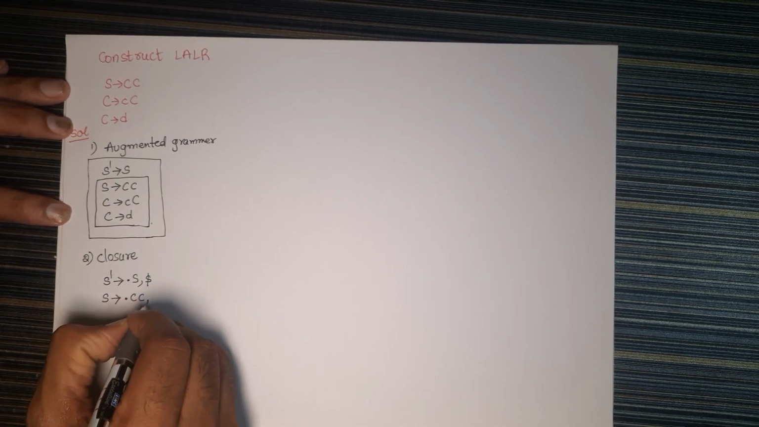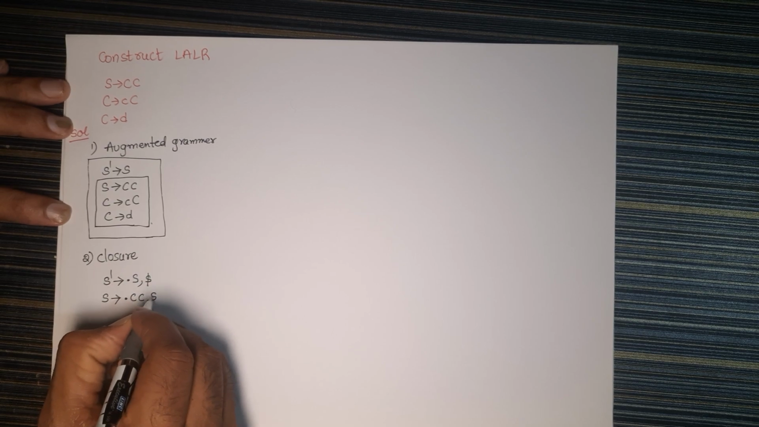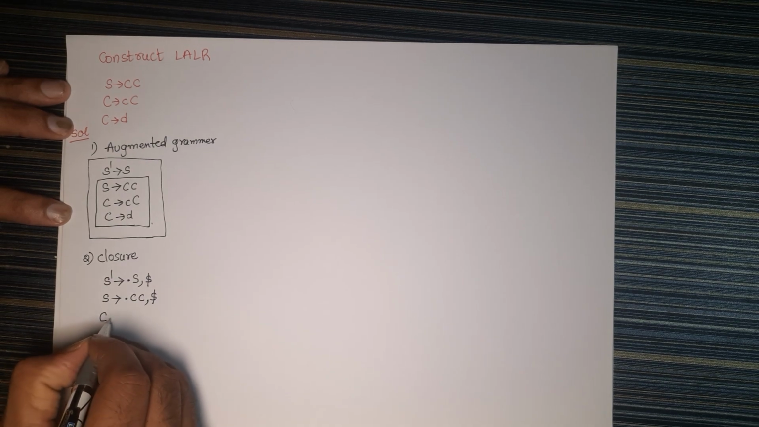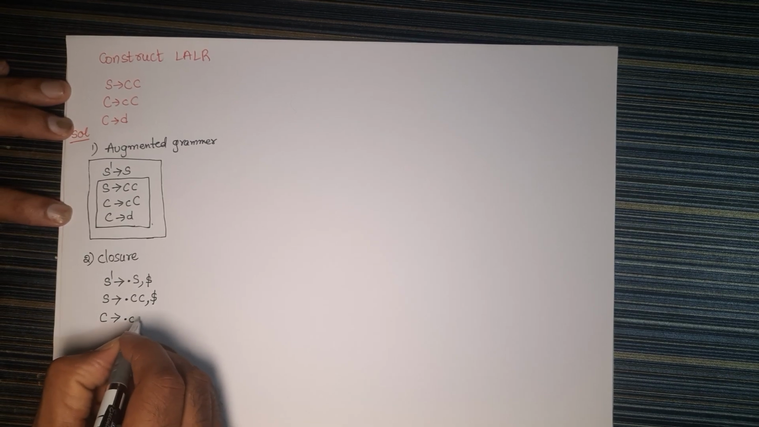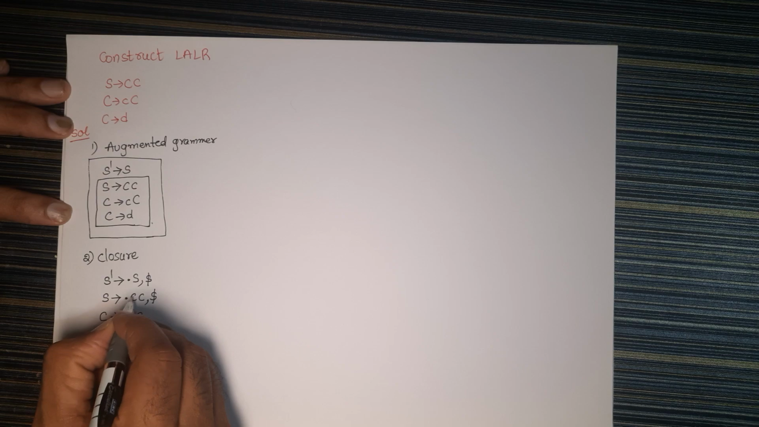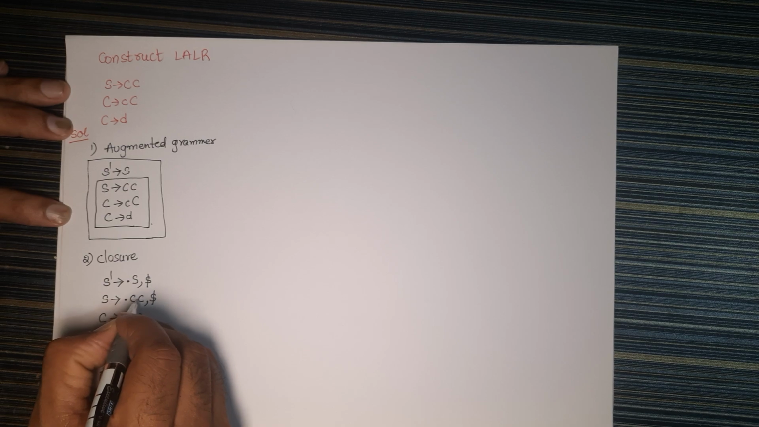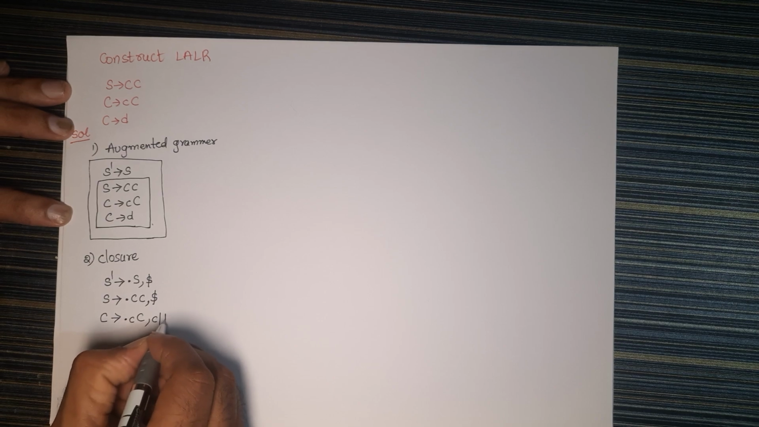Now we need to add the lookahead value. In order to write this value, we find the first of what comes after S, which is dollar. First of dollar is dollar. Now after the dot we have C, and the production for C is C → .CC. For this C we have written this. Now after C we have again C, so first of C: first of C is small c and small d, hence you need to write c/d.